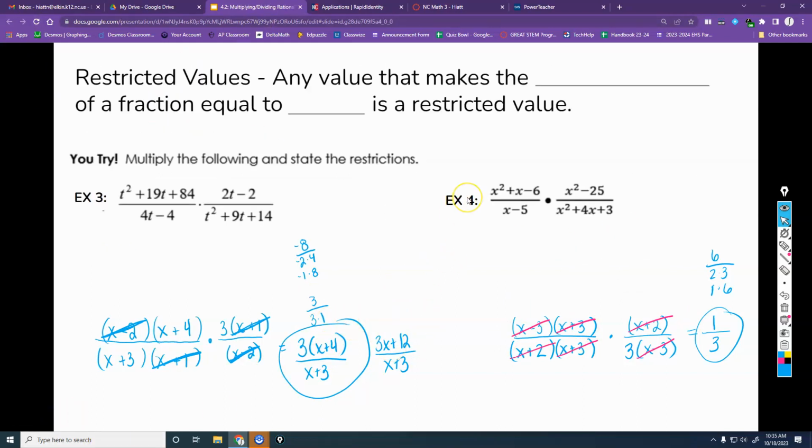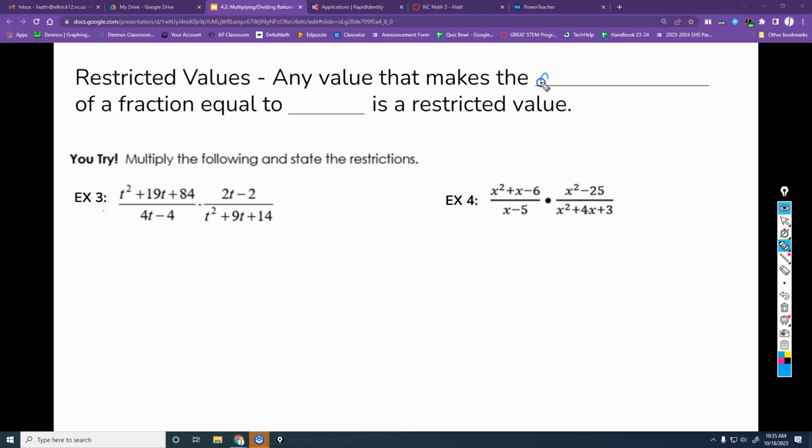All right, so restricted values are going to be any value that makes the denominator, what is the denominator? Bottom of the fraction, equal to 0 is a restricted value. And you want to do this before you cancel things out.